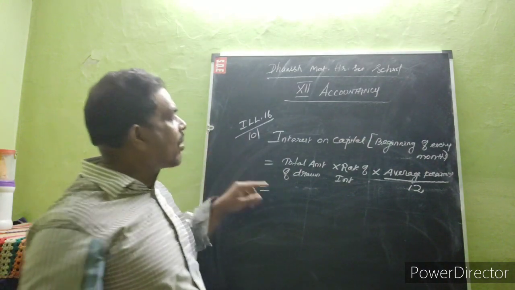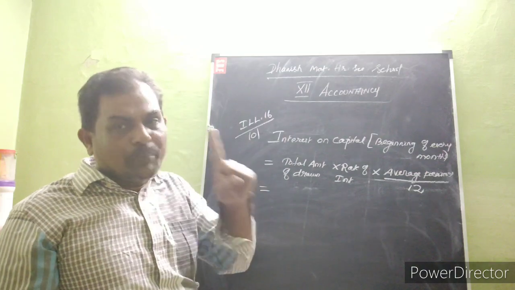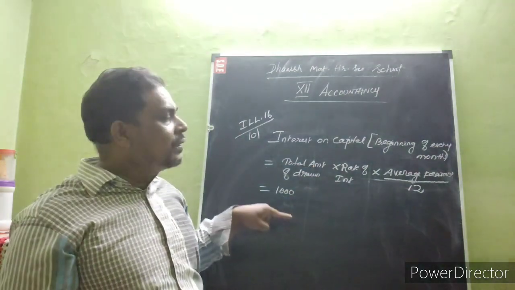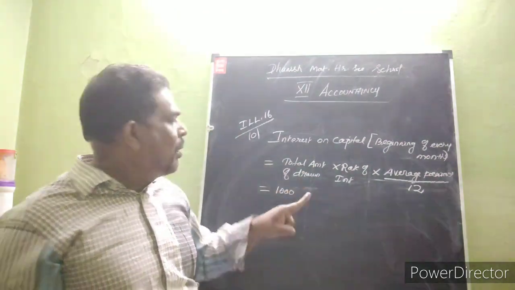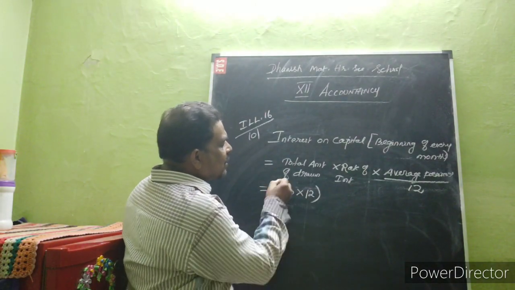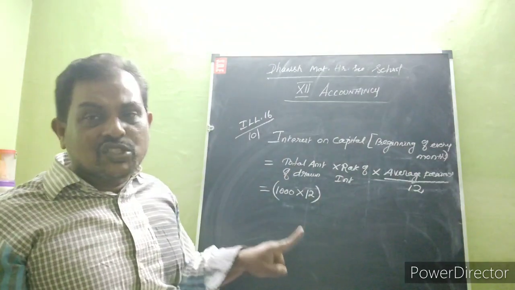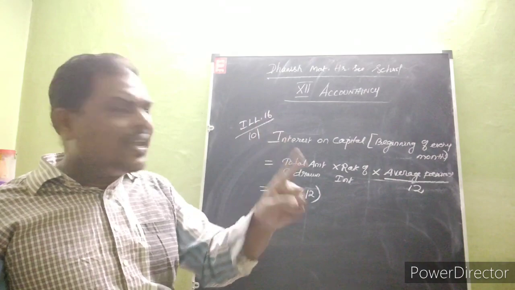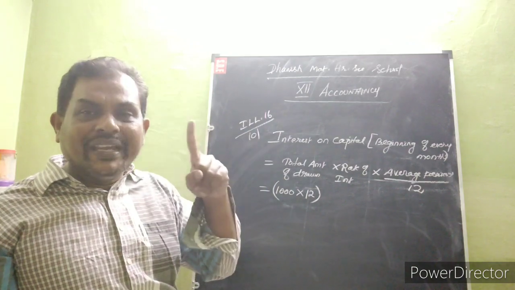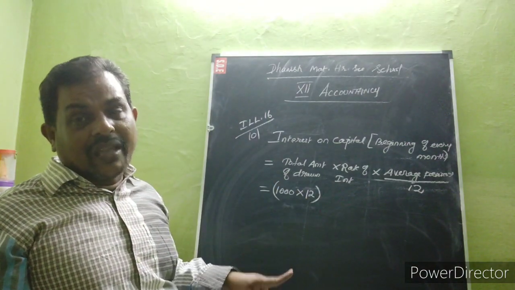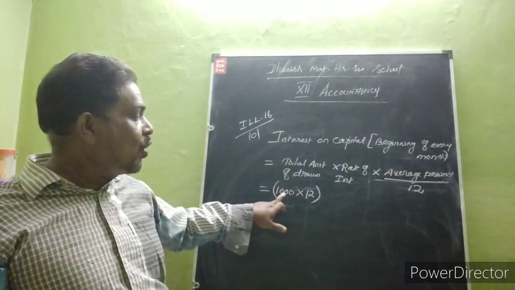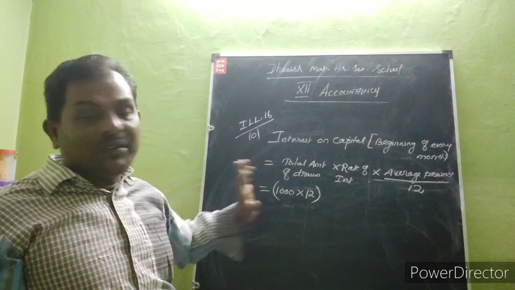Now, total amount of drawings means he is taking per month rupees 1000. Here he is telling total amount. It means we are calculating for 1 year, no? But he has taken for 1 month only. So what we have to do? We have to multiply it with 12. Understood or not? Because we are calculating interest on drawings for 1 year, but every month he is taking. So for calculating for 1 year, we must multiply by 12 months. This is applicable only for the average period method. You have to multiply the drawings per month with 12.